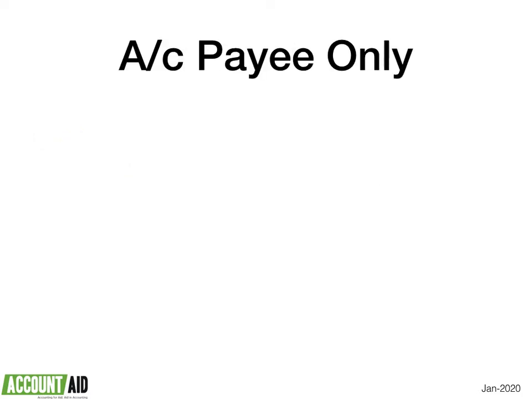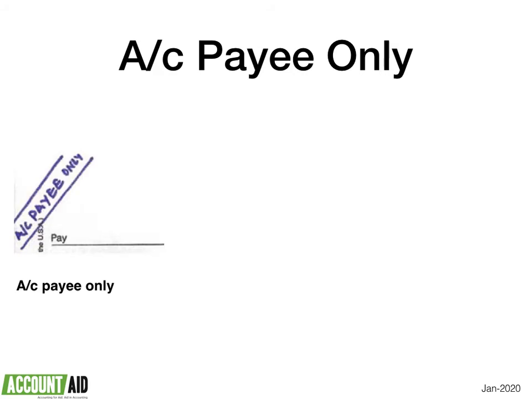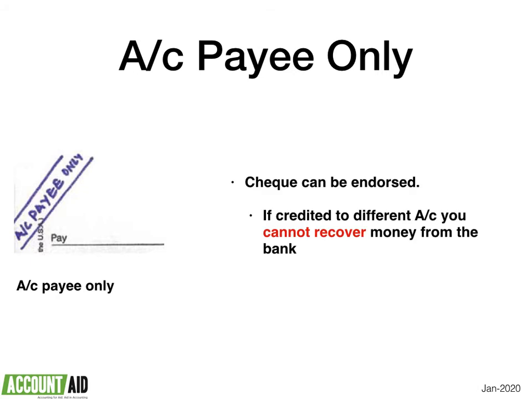These are two parallel lines on top left hand corner of the check with the words account pay only written between the lines. See the image for example. What this means is check remains negotiable and can be endorsed. If the amount is credited to different account by the bank, you cannot recover the money from bank.